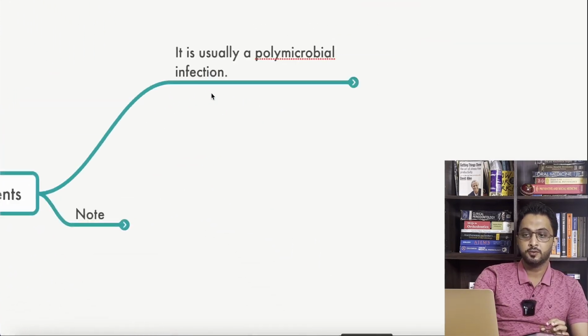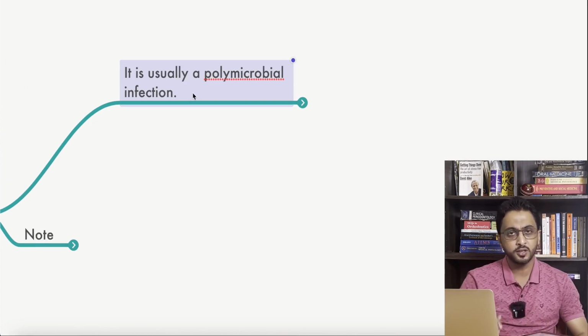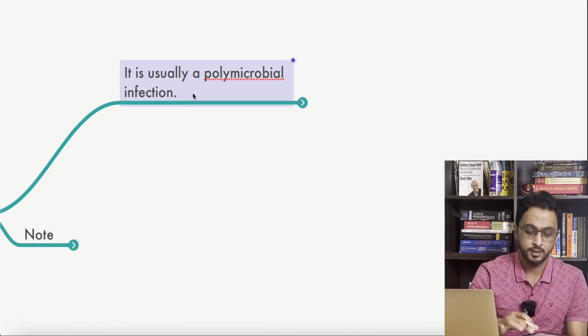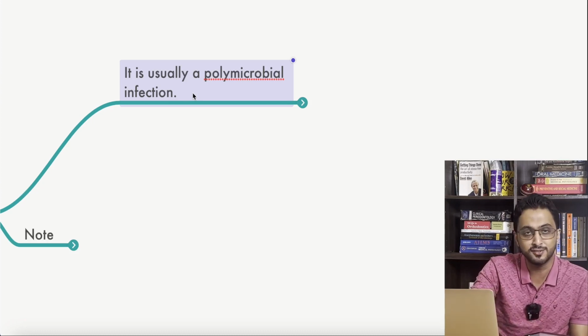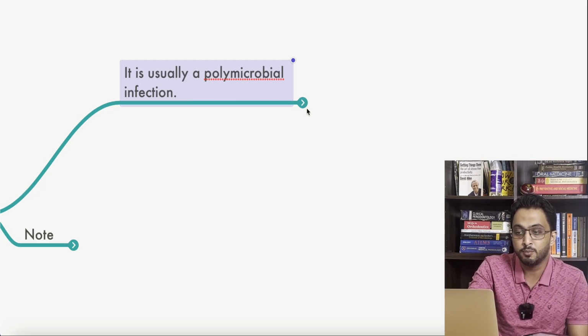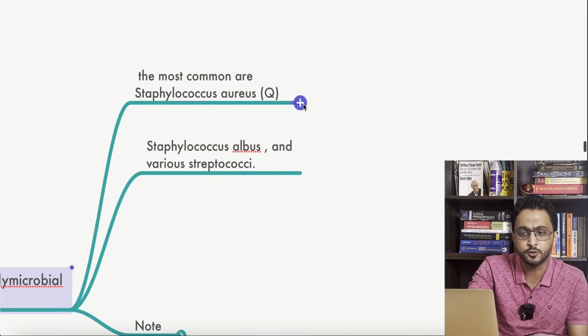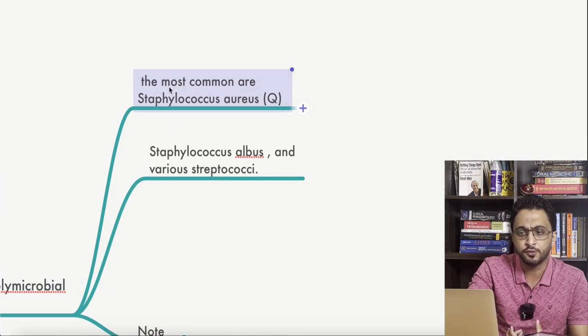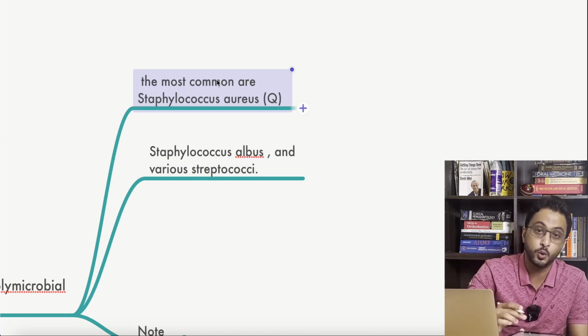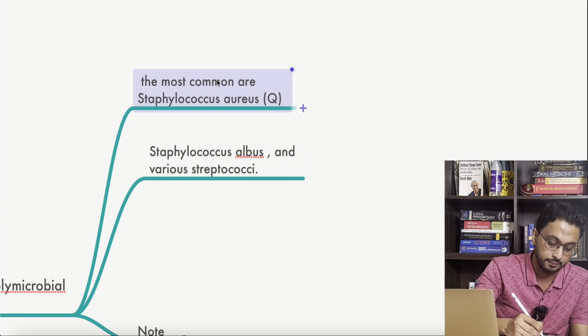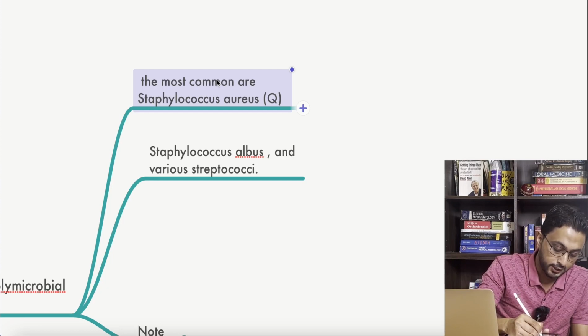Now please note, it's usually a polymicrobial infection. When it comes to the NEET MDS exam, the term polymicrobial is of very little significance. They ask you which of the following most commonly causes osteomyelitis. The most common causative agent is Staph aureus, Staphylococcus aureus, plus Staph albus and Streptococci. I'll write the key points here whenever I come across them. So Staph aureus is the first key point you have to note.